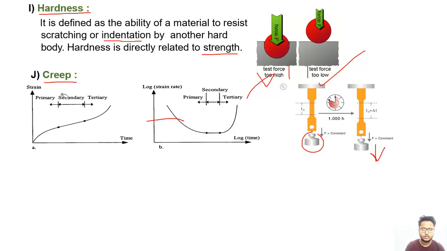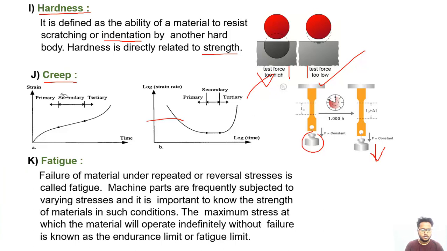The next one is fatigue. It is the study of the material under repeated or reversal stresses. Repeated means the force increases and decreases, or the force is compressive and in the next cycle it is tensile: compressive, tensile, maximum value, lower value. If the force is applied on the material in such a way, then the material is said to be in fatigue. If the material is very resistant to this fatigue phenomenon, then the material is known as a higher fatigue strength material.